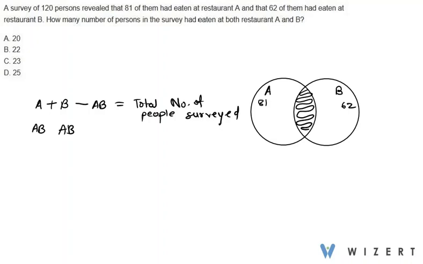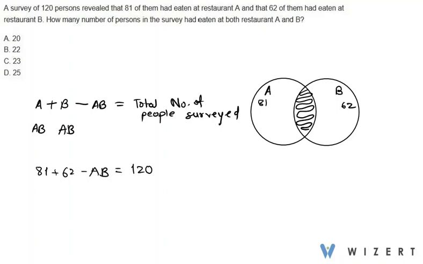See, the overlap part represents people who have eaten at both restaurants. So since they are considered in both A and B numbers, we have to subtract one of them. Now when this is subtracted, we are left with people who have eaten at only restaurant A, people who have eaten at only restaurant B, and then people who have eaten at both restaurants. Now let's compare which one of these values we are given. We are given the totals 81 and 62. We have to find this, and we are given the total number who are surveyed.